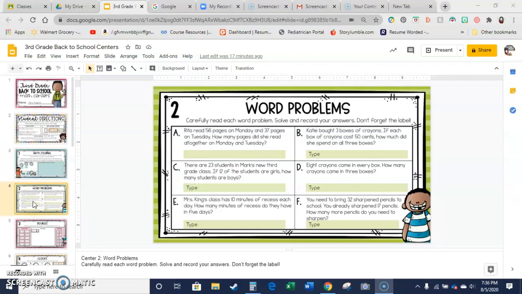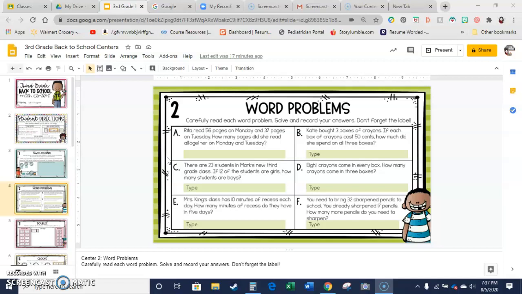Center 2, Word Problems. Carefully read each word problem, solve, and record your answers. Don't forget the label. Rita read 56 pages on Monday and 37 pages on Tuesday. How many pages did she read altogether on Monday and Tuesday?